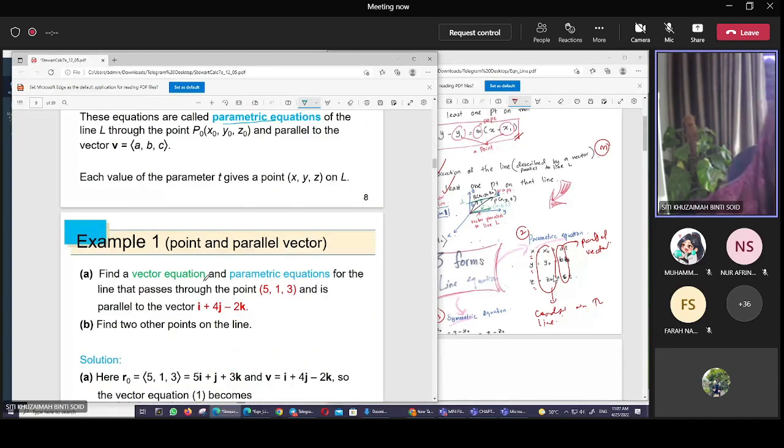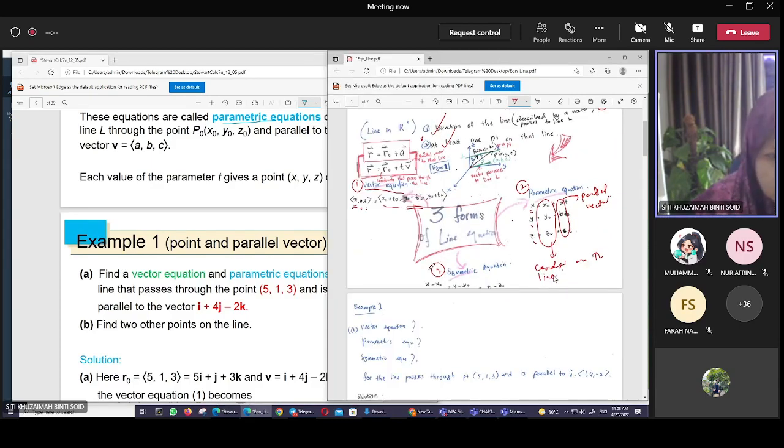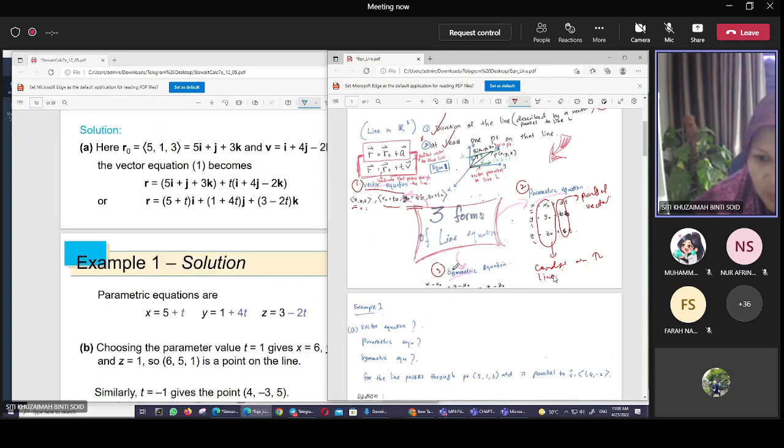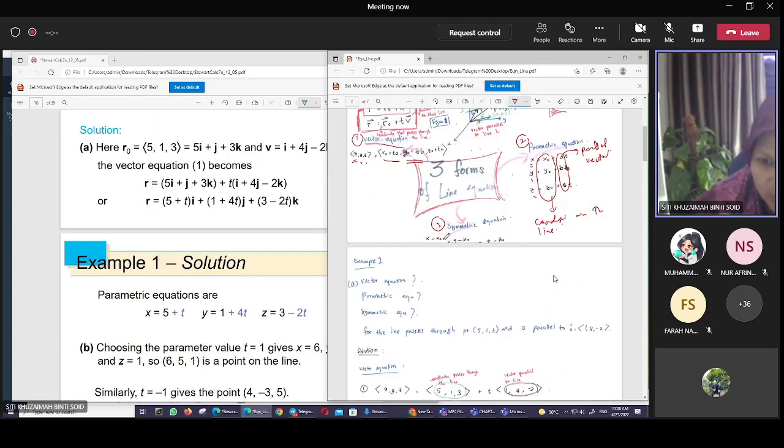Okay, let's go to the example, example 1. The symmetric form is not in the slide yet, but it's okay, we will study it later. Actually, it comes from this idea. We can do the arrangement to get the symmetric equation.